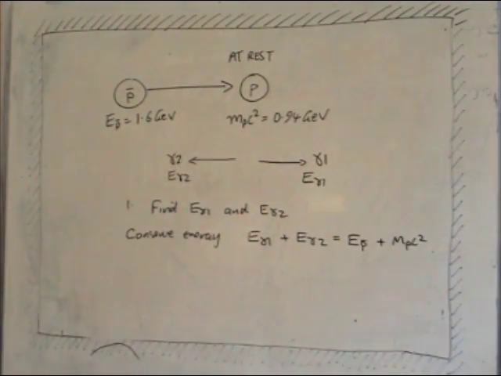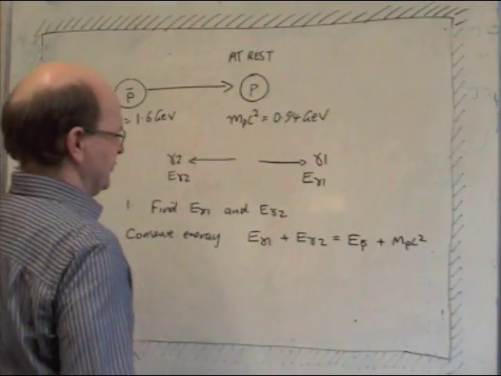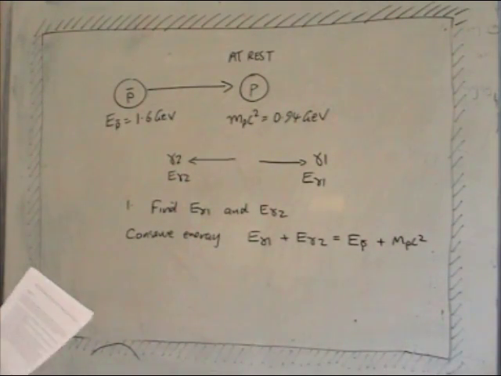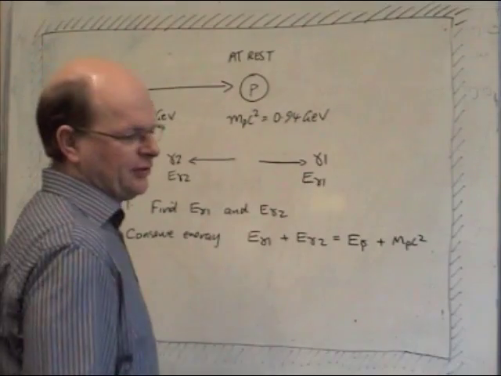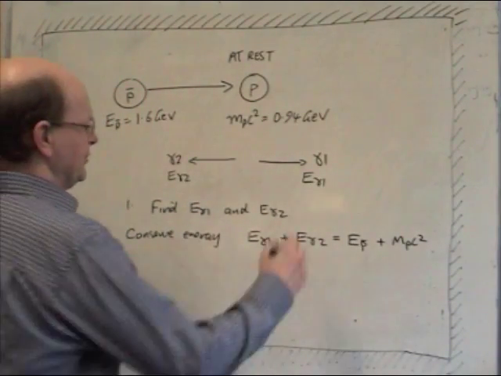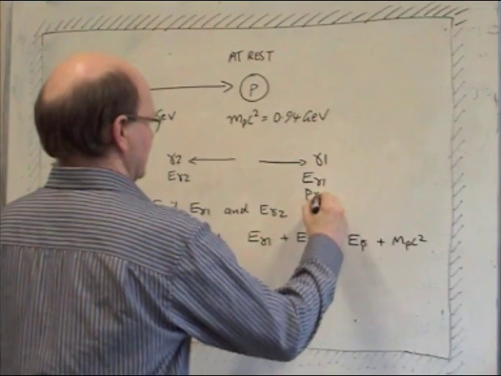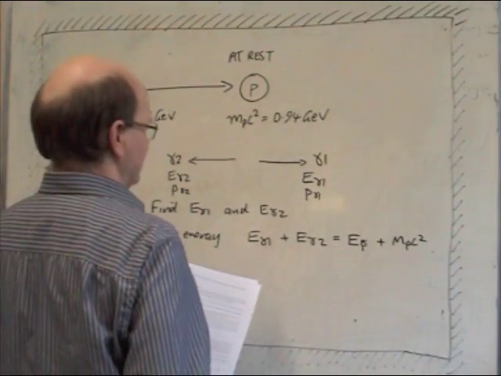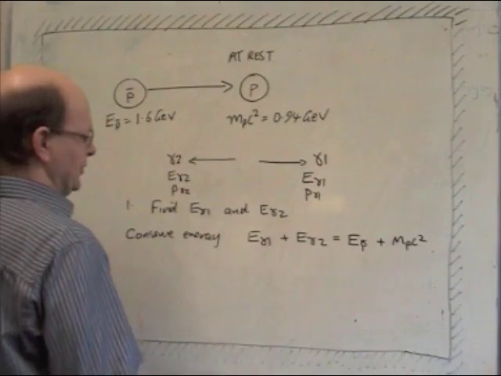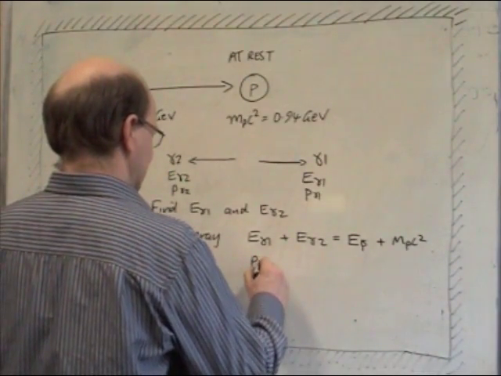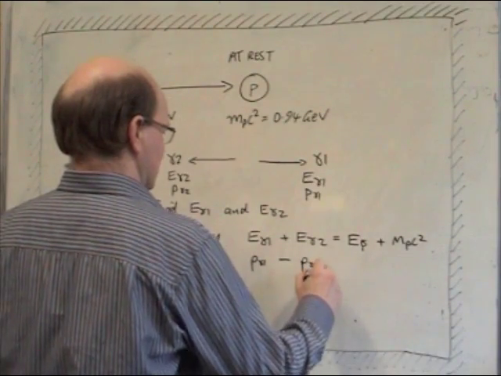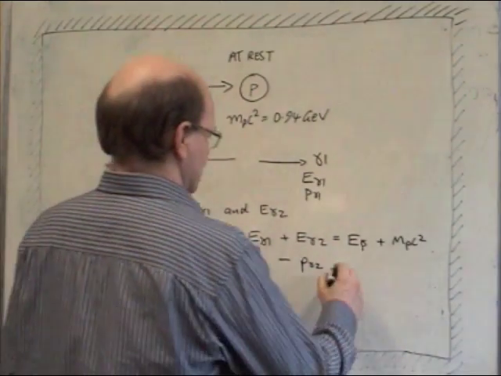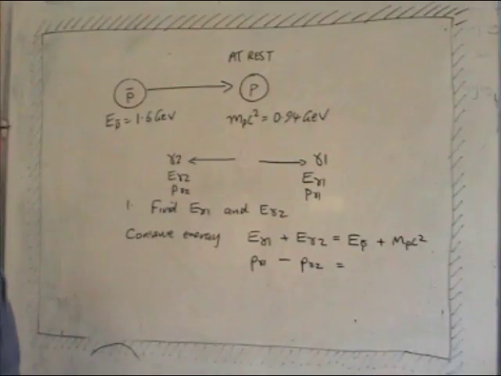For momentum conservation, the two momenta are equal and opposite, so we'll use P gamma 1 to denote the magnitude of the momentum of the first gamma, and P gamma 2 to denote the magnitude of the momentum of the second gamma. If they're magnitudes, then the direction of the momenta is expressed in signs. So we have that P gamma 1 minus P gamma 2, because its momentum is minus the magnitude P gamma 2, is equal to the momentum of the incident antiproton.